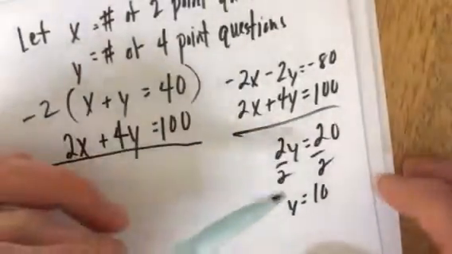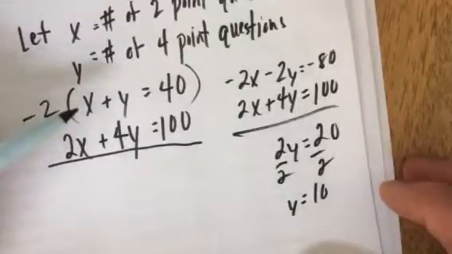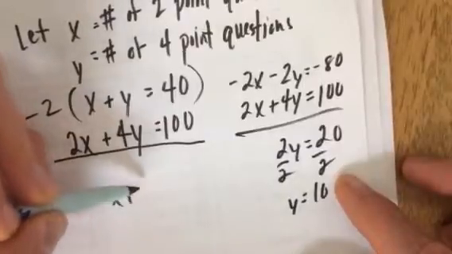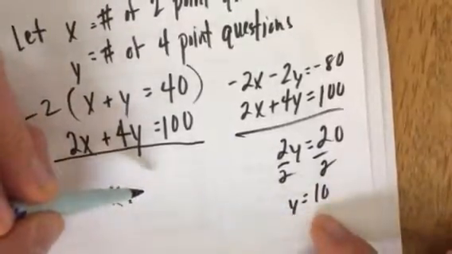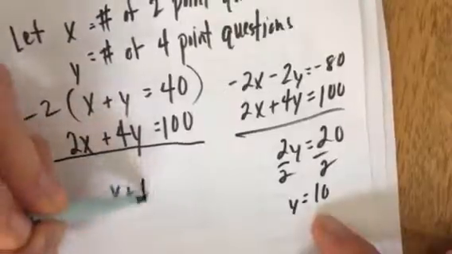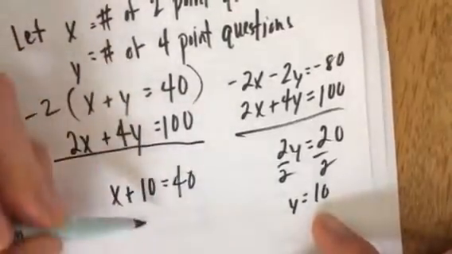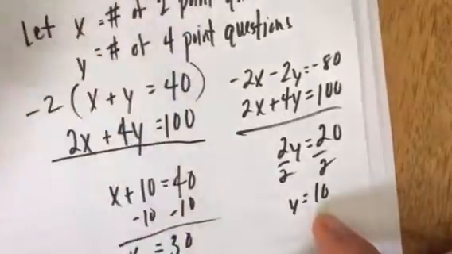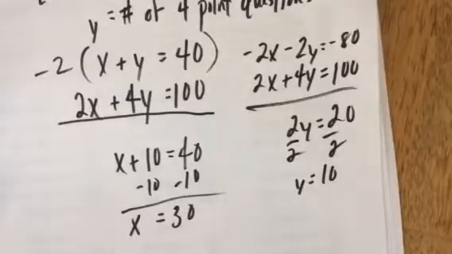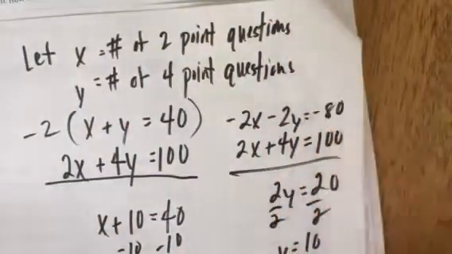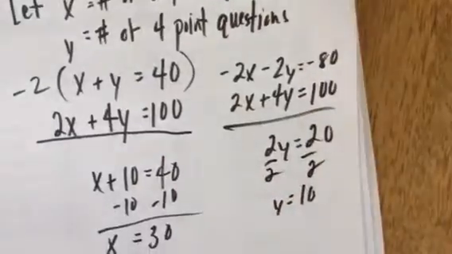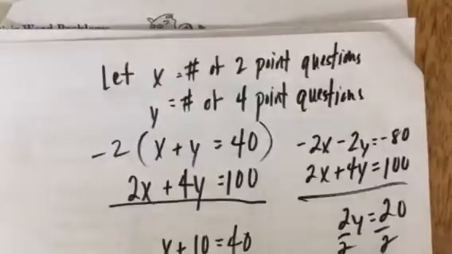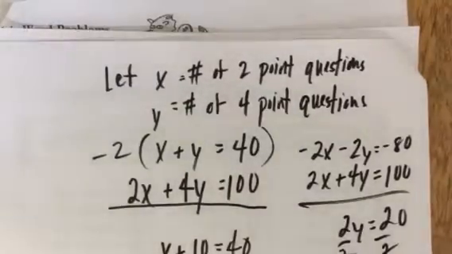And then I can plug that value into this equation over here. X plus 10 equals 40. And again, it was a y, but I solved for y, so I know that y is now 10. And I can quickly figure out that there are 30 2-point questions and 10 4-point questions. The key to solving all of these and writing the equations is defining the variables first.